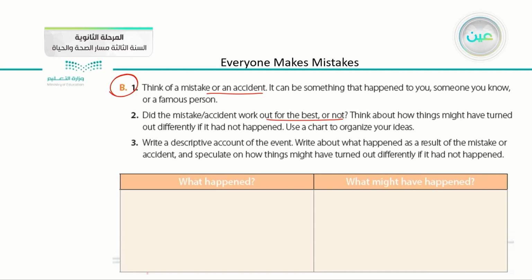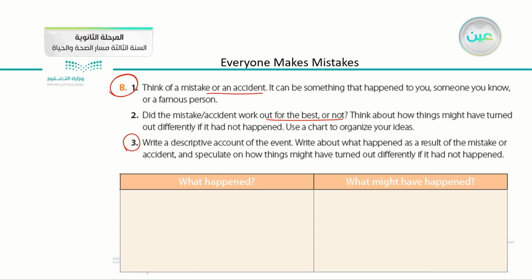Use a chart to organize your ideas. Number 3, write a descriptive account of the event. Write about what happened as a result of the mistake or accident and speculate on how things might have turned out differently if it hadn't happened.